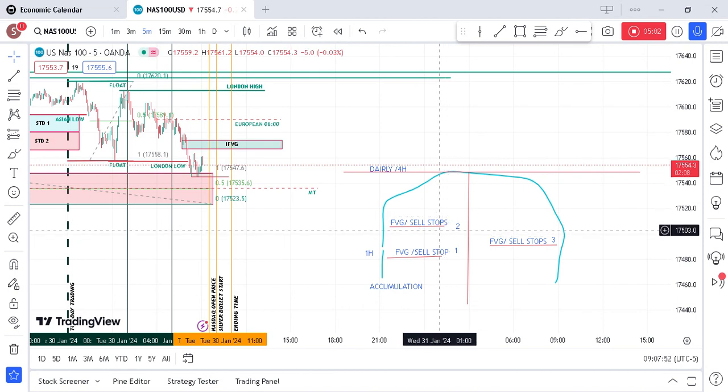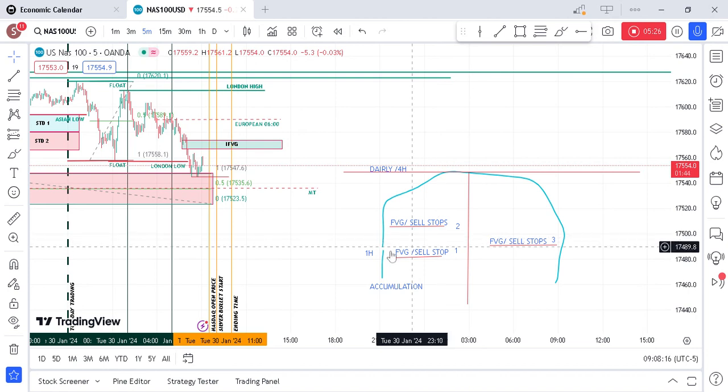Let's say if you are not expecting a high volatile news, don't trade Monday. Monday will only give you a bigger movement if you are going to be having a high impact news. So this is how this cycle moves.